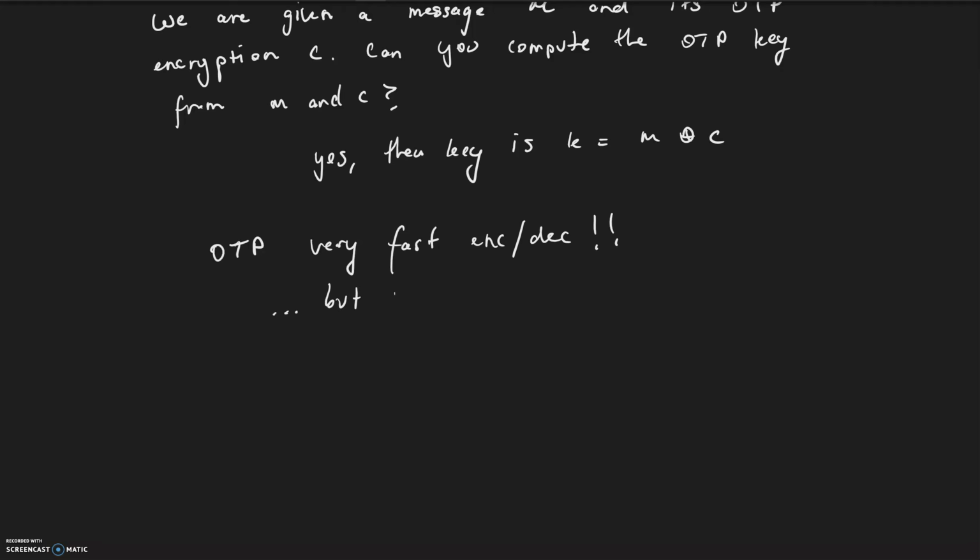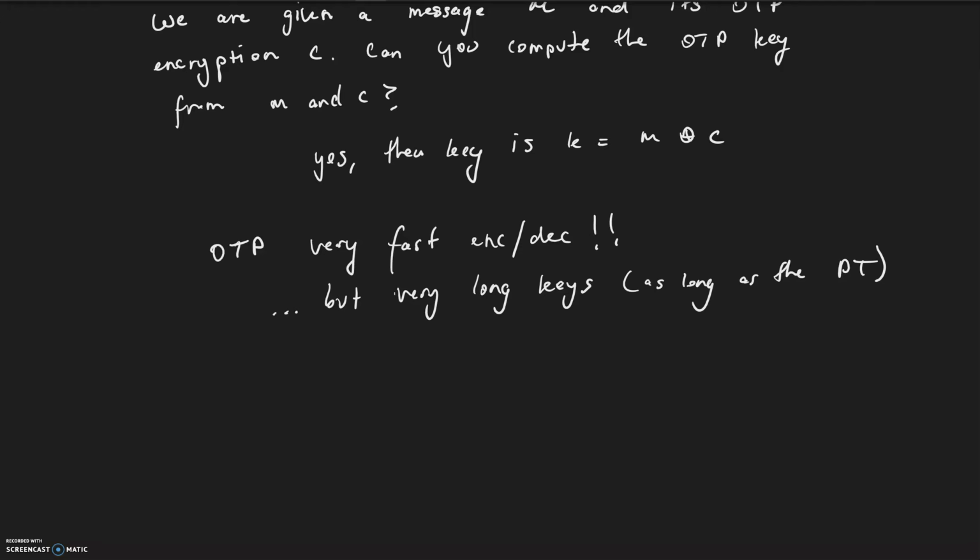But it has, unfortunately, very long keys, right? And it's important to note that they are actually as long as the plain text, right? So that's a huge problem, because it actually makes it very difficult to use in practice. The keys are as long as the message, but the idea is incredibly useful. So this is the problem.